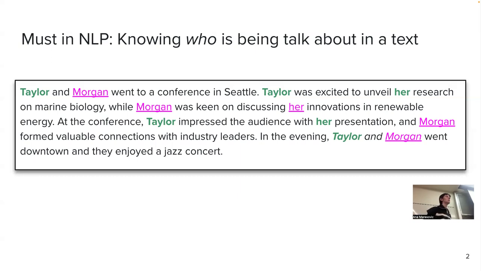So here we have two entities. Let's say the question is, who impressed the audience with her presentation? We need to understand, because we have two references of "her," one referring to Morgan, another to Taylor. We need to understand which of these two people this specific reference of "her" refers to. So we need to understand what's going on with each one of these entities in the text, keep track of their states and keep updating them.